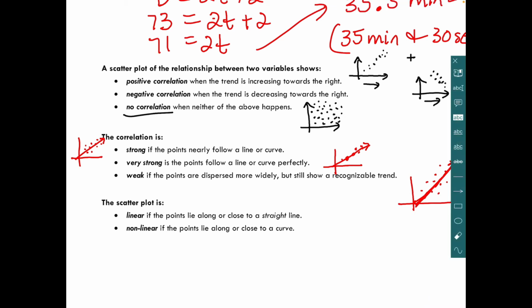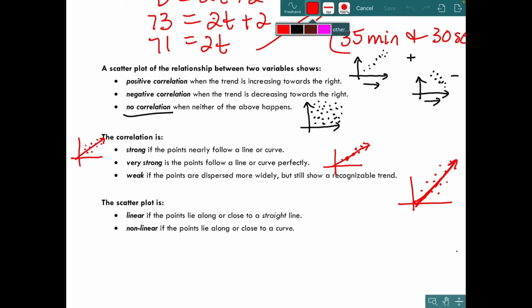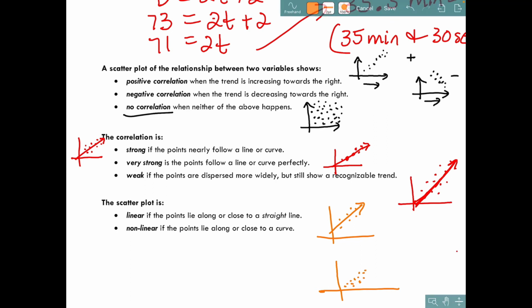Down below it says, the scatter plot is linear if the points lie along or close to a straight line. So all the examples we've been doing so far are linear. So here, this is a linear scatter plot. But we can have a nonlinear scatter plot when the points are close to a curve. So here we have an example of exponential growth where the points are going up and curving like this. That's nonlinear.